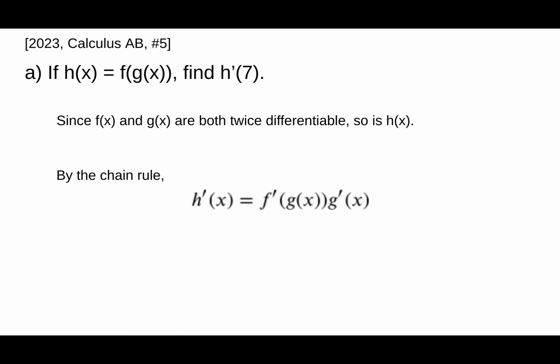Now, this is also a composition, so we're going to use the chain rule here. h prime of x is f prime of g of x times g prime of x in general, and specifically h prime of 7 would be f prime of g of 7 times g prime of 7. We can get this information from the table. g of 7 is 0, g prime of 7 is 8, f prime of 0 is 3 halves, so we have 3 halves times 8, which is 12. So h prime of 7 equals 12.